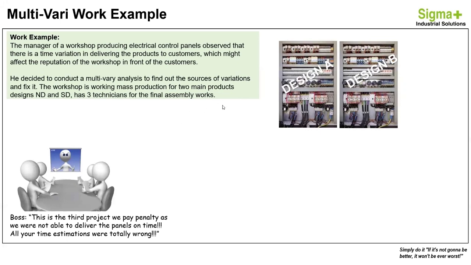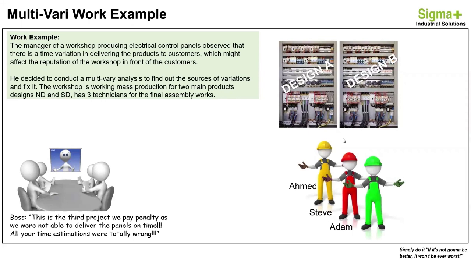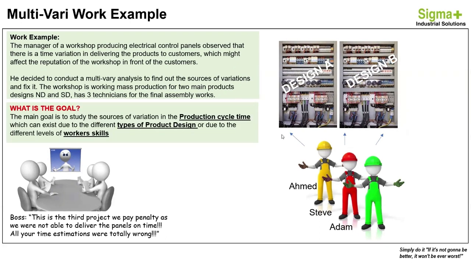So the example highlights that there are two different types of design, A and B, and the manager wants to conduct a multivariate analysis to find out the sources of the variations and to fix them. The workshop is working as a mass production of two main products, the North and the South design, which is design A and design B, and has three different technicians in the assembly who are completely responsible for producing both products. So what is the goal?